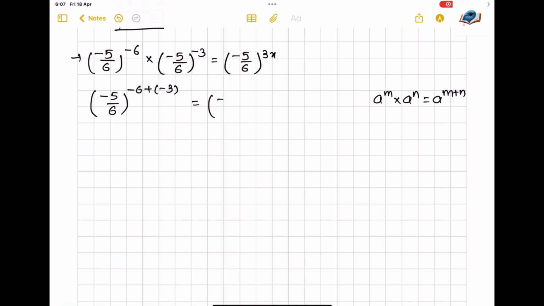So now base are same, so power should be same. So minus 9 equal to 3x. So x will be minus 9 upon 3. So x will be equal to minus.